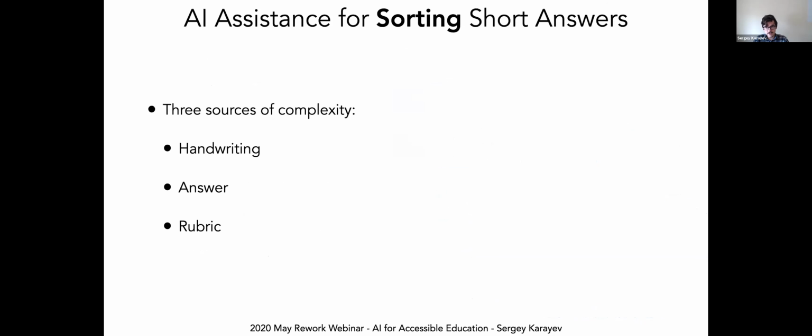Now, if we want to develop AI assistance for sorting these short answers, we have 3 sources of complexity. The first complexity comes from the fact that it's handwritten. The second is, let's say we can understand the handwriting, but what is the answer actually saying, the semantic meaning of the words. And the third complexity is the rubric that the instructor is trying to grade on. Some rubrics are just correct or not correct, and some rubrics are very detailed. And the sorting is actually going to have to be different for those cases.